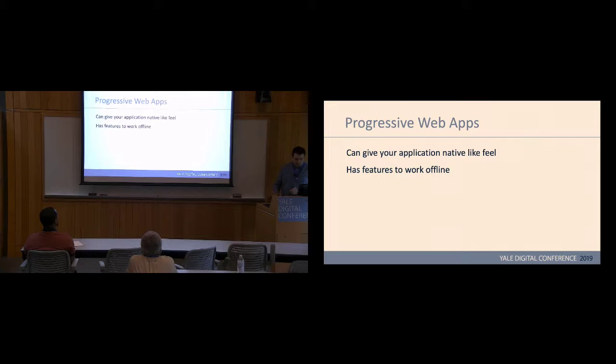So I spoke briefly. Oh, and the neat thing about progressive web apps is that you can actually have features work offline as well. So you can save certain assets and resources, so you don't have to go back to the network if you lose a network connection.